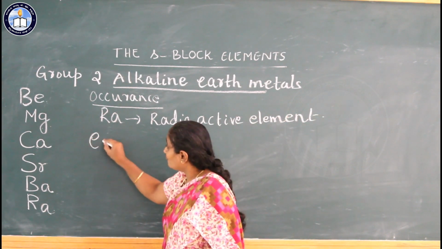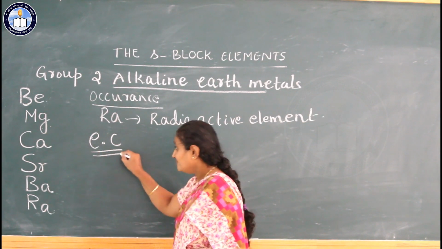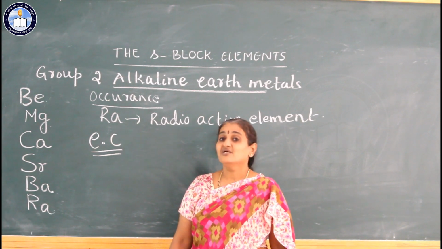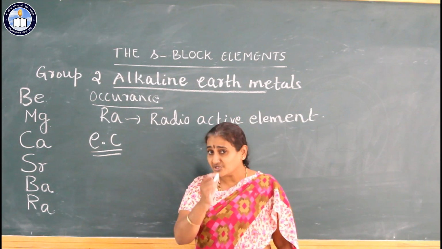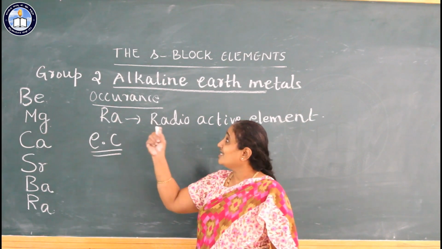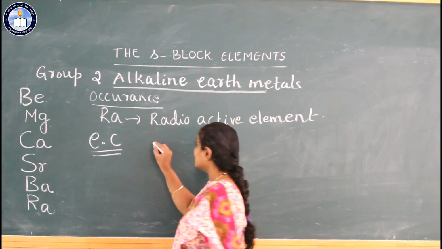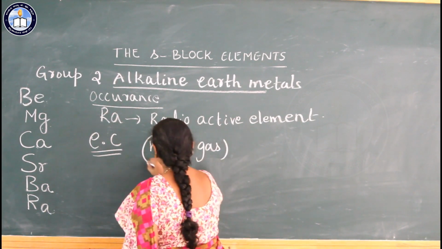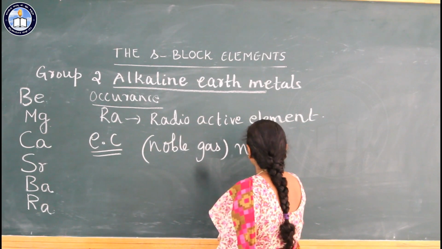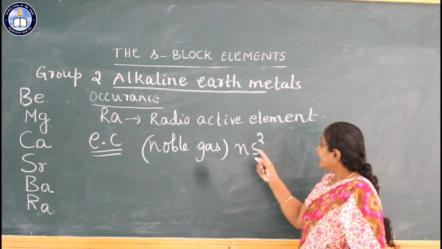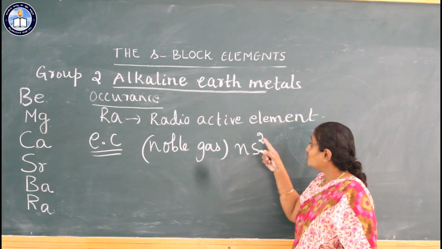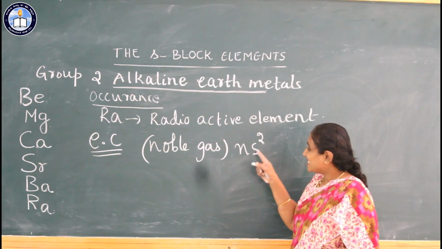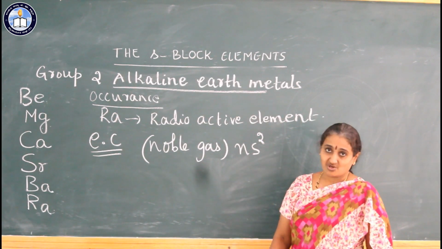Now let us concentrate on the electronic configuration. I have represented with the help of EC. The general electronic configuration of the alkaline earth metal is represented as noble gas ns2. S orbital contains 2 electrons in the outermost orbit, or S orbital contains 2 electrons.